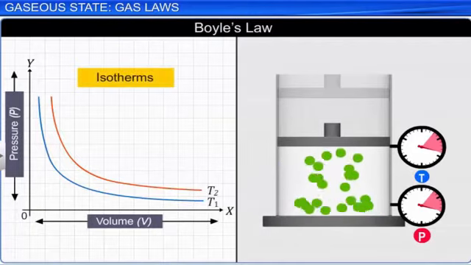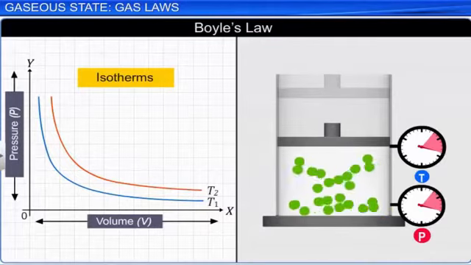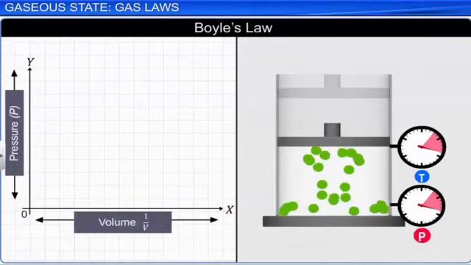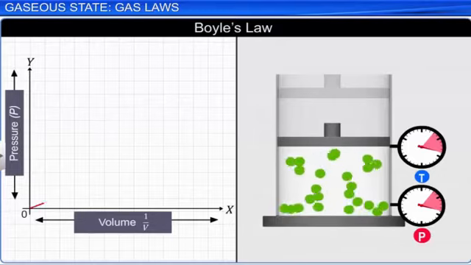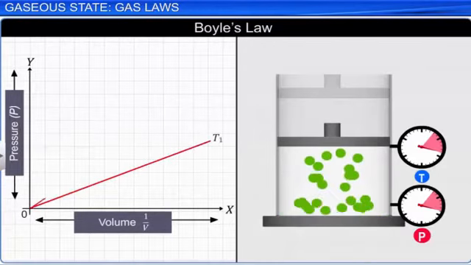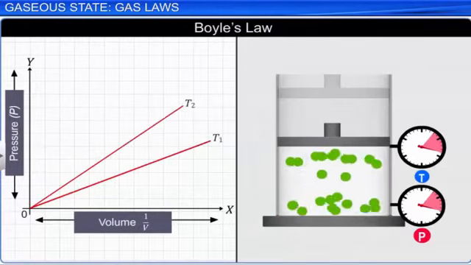Similarly, we can plot variation of pressure against 1 by volume. We get a straight line for each constant temperature. These straight lines pass through the origin.